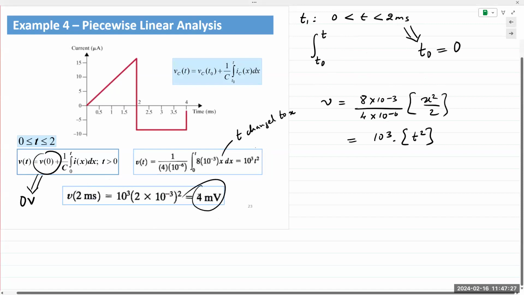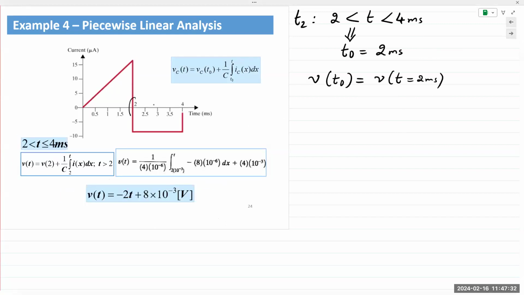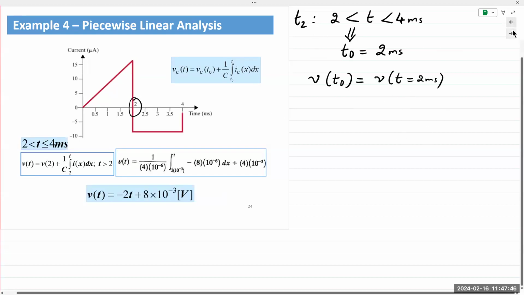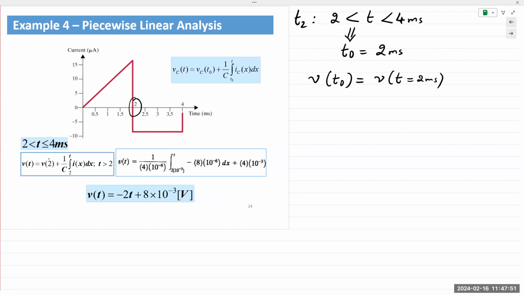4 millivolts. So when I begin the analysis for the second portion right here, the capacitor already has a stored energy, and the amount of the stored energy is given in terms of voltage as 4 millivolts. And I have to take that into account. Otherwise, my answer would be incorrect. So this is voltage, or the initial stored energy present in that capacitor.